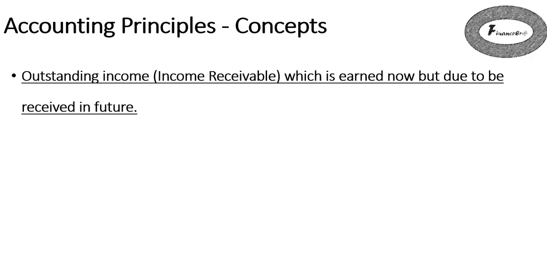Outstanding income. This outstanding income is also called income receivable, which states that the income which is earned now but due to be received in future. So as per the accrual concept, this is an income which is earned now, so it should be accounted for.